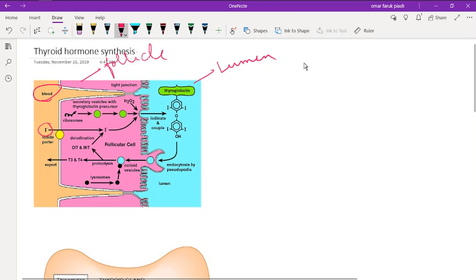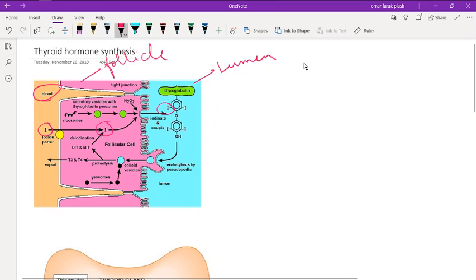Then this iodide, after entering into the follicle, loses its electron, that means loss of electron, and becomes oxidized. This oxidized iodine, this is the first step, the oxidation.